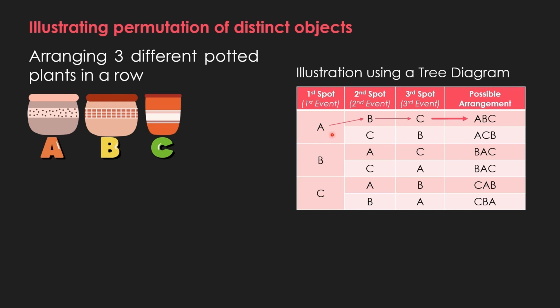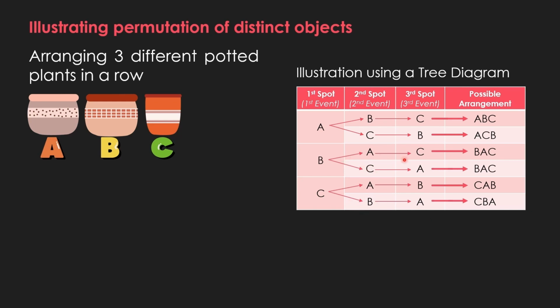There would also be, if A is in the first spot, and instead of B on the second spot it becomes C, that would mean the potted plant to put on the third spot is B. And that would mean another possible arrangement would be potted plant A, C, and then B. Now, following the pattern of this, we can have that already.